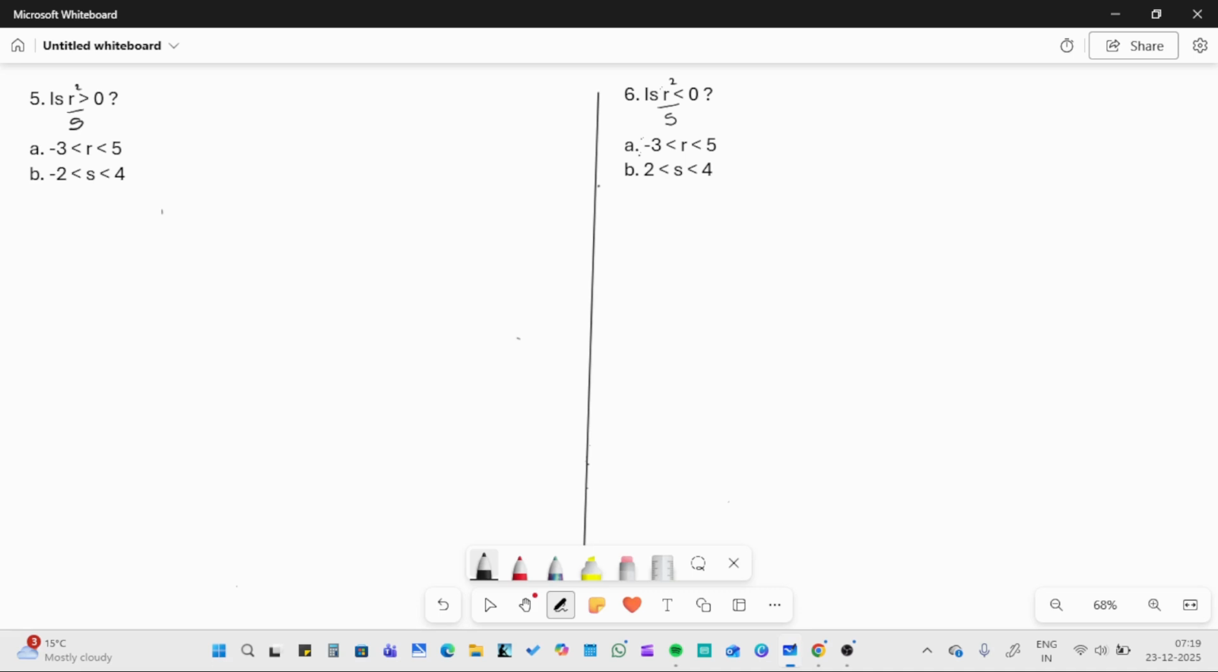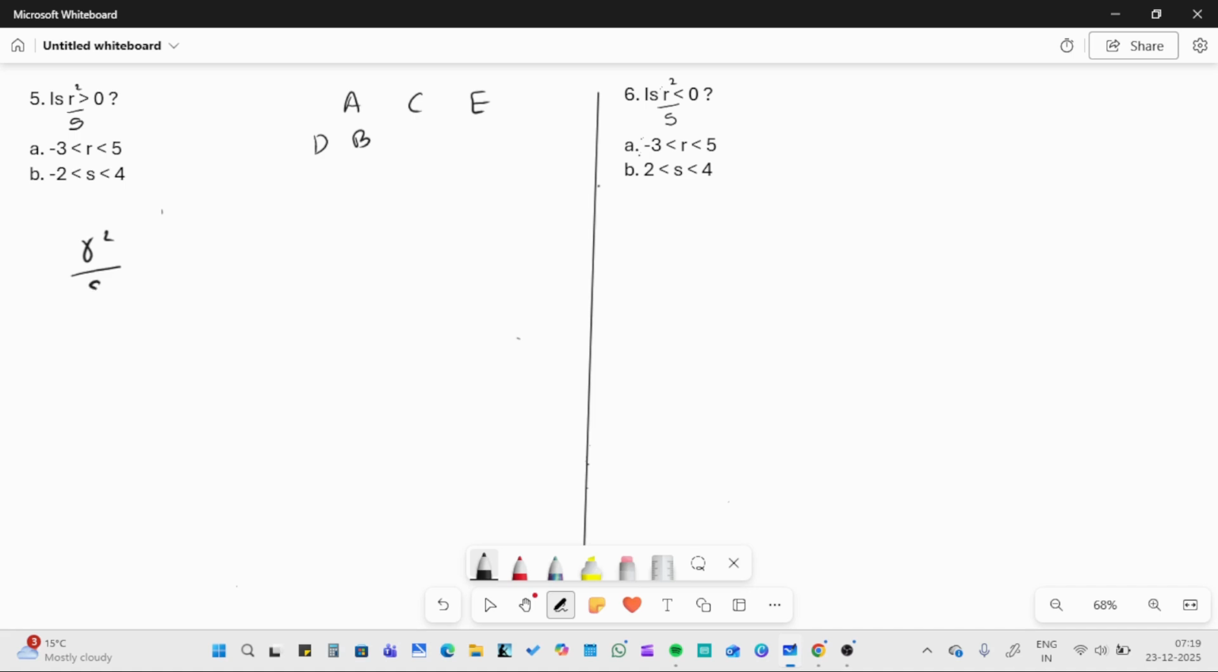Let's see. The first question says, is r square over s positive? The first statement says that the r value is anything between negative 3 to plus 5, and the s value is anything between negative 2 to 4. Let me write down all the 5 options here: A, B, D, C and E. We are asked to find out whether this ratio is positive or not.